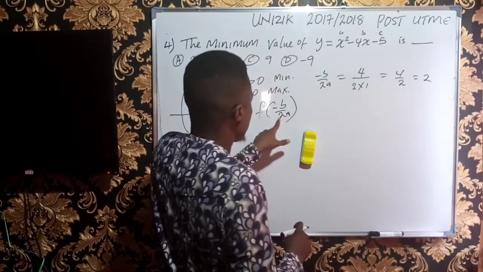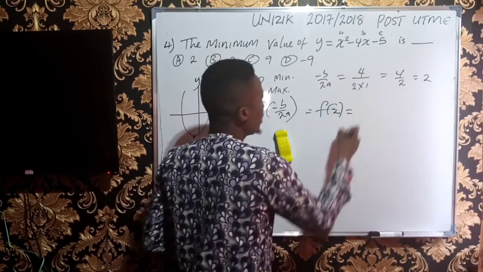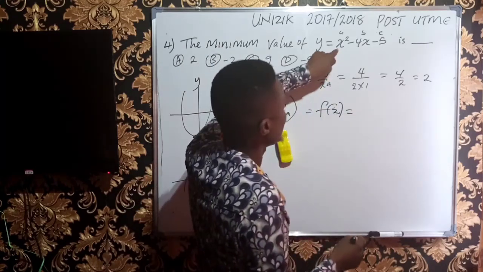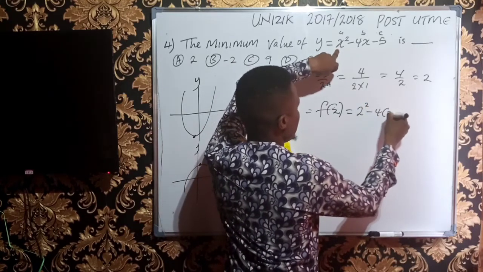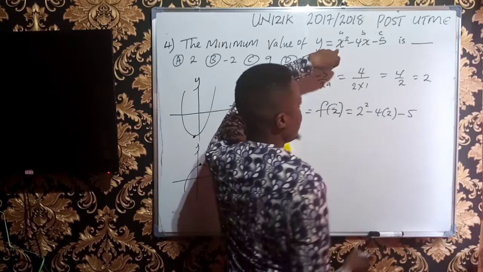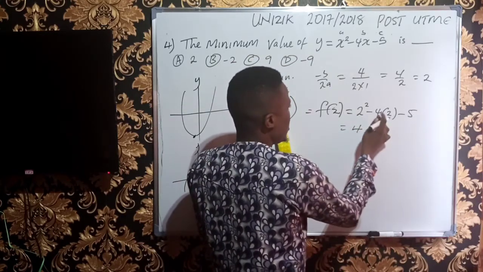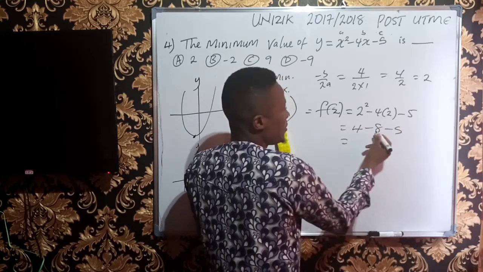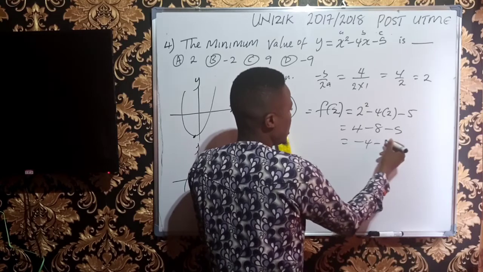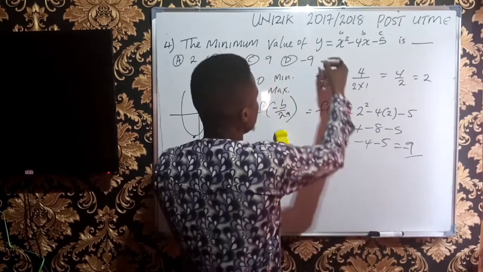So f of minus b over 2a is the same thing as f of 2, which I'm going to put into this particular function. So this is now 2 squared minus 4 bracket 2, then minus 5 to get the minimum value. 2 squared is 4, minus 4 times 2 is minus 8, minus 5. 4 minus 8 is minus 4, then minus 5. We shall get negative 9. So the answer is D.